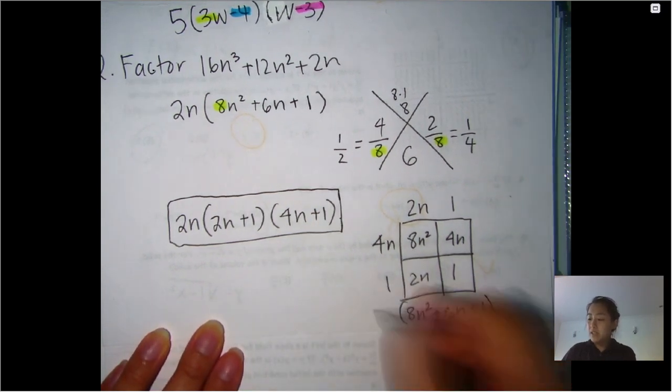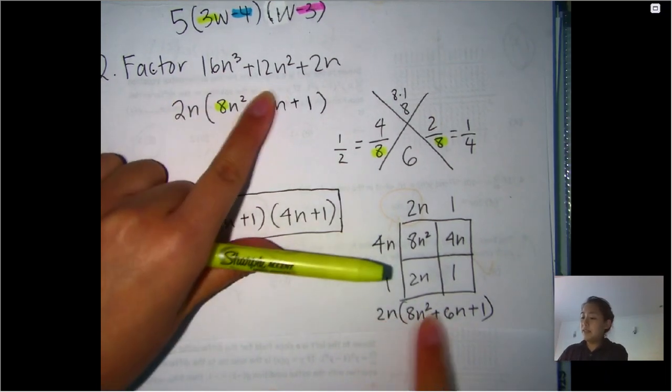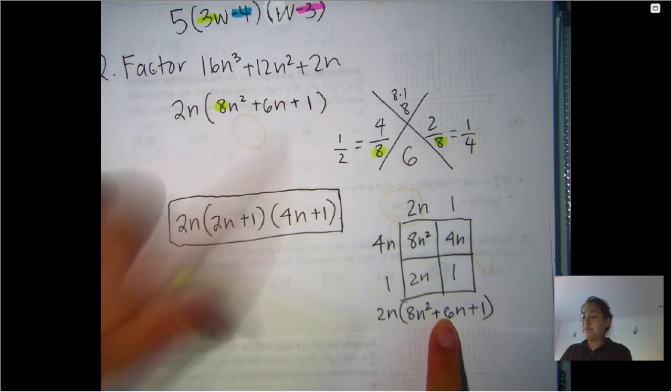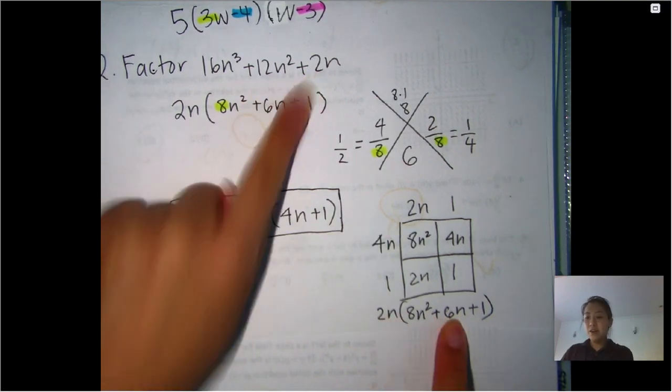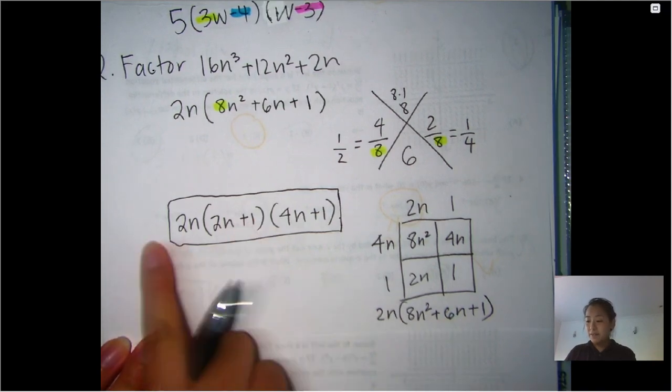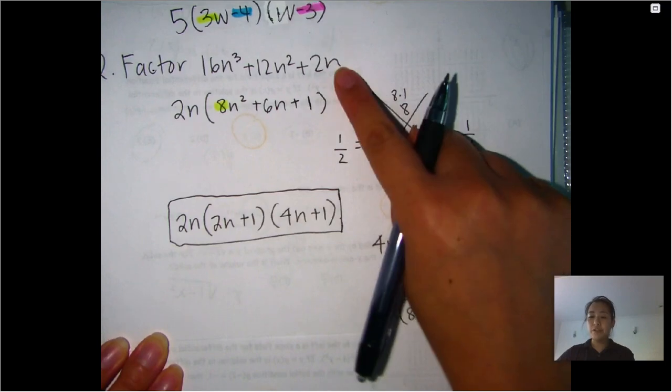Then if I multiply this by 2n, do I get 16n cubed plus 12n squared plus 2n? Why, yes, I do. And so I've checked it. This does, in fact, equal this. And so this is the factored form of this expression over here.